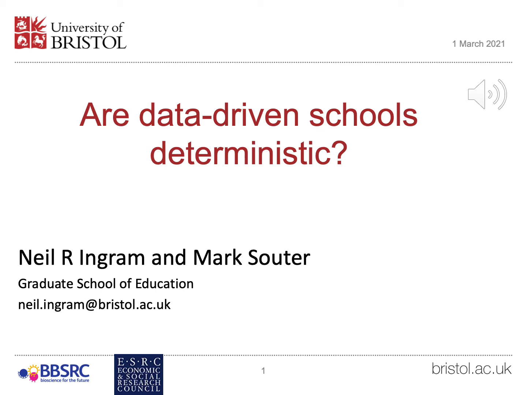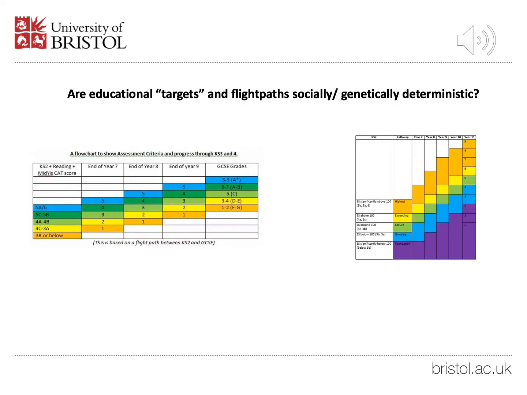Much contemporary educational practice focuses on the use of data to improve school performance. This is also an example of deterministic thinking, but of an environmental kind. School experiences form part of the non-shared environment, which is not heritable. Five years ago, the idea of flight paths was used to track student performance.